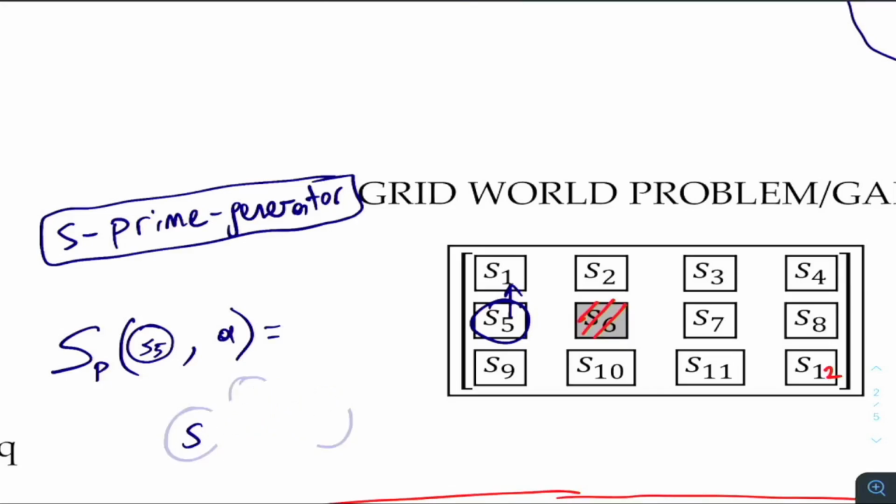It is better to explain these terms or concepts by means of an example. I am a strong believer in explaining stuff using especially small scale examples. For example, we are at S5 here, and the name of the action is up. When you press up, you have a 0.8 chance of getting to S1, and then write the probability as well, and also a 0.1 chance of getting to left and right.